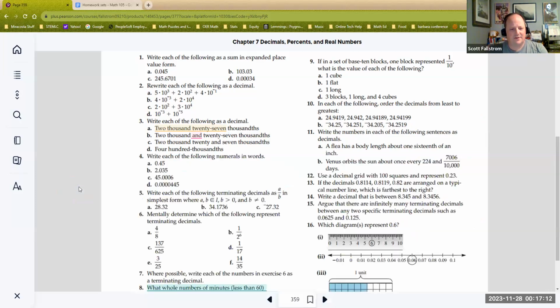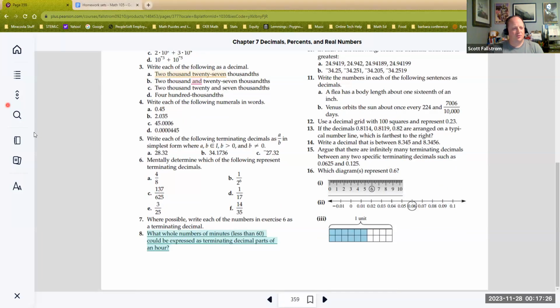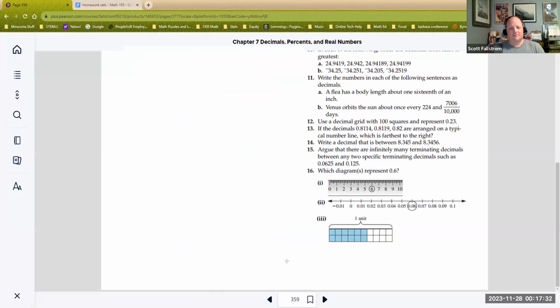Let's see here. And then 15. Okay, so 15, argue that there are infinitely many terminating decimals between any two specific terminating decimals. Well, again, this is kind of up to you to give an argument, your argument as to why you believe that is true. And hopefully you do believe it's true. So let's see here. How many terminating decimals are there?